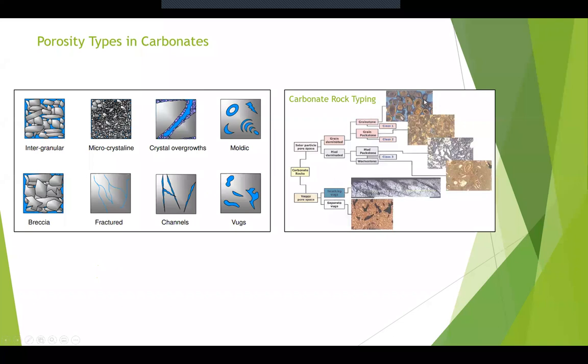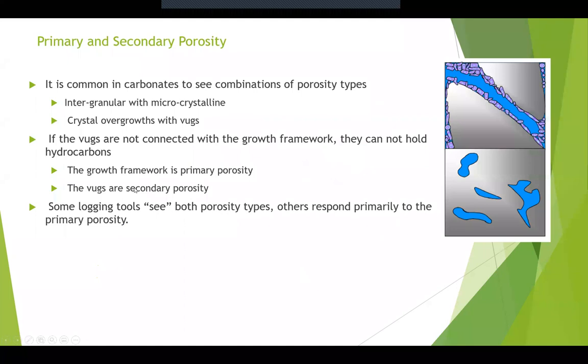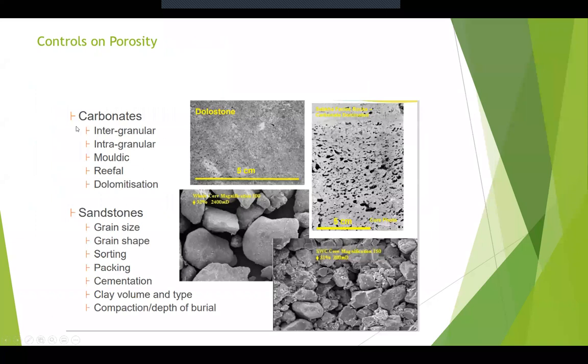Each one of these has a different relationship with saturation and with permeability. That's why for carbonates you cannot evaluate just directly from logs. If you need a proper evaluation for the static and dynamic model, you need to know about the rock typing because of the complexity of the carbonates. I can skip this one because I mentioned it before, and move on to the controls on porosity, because I see that time is running.